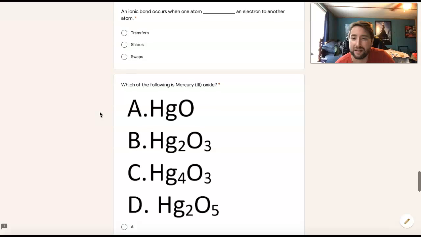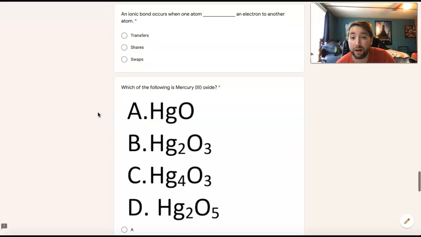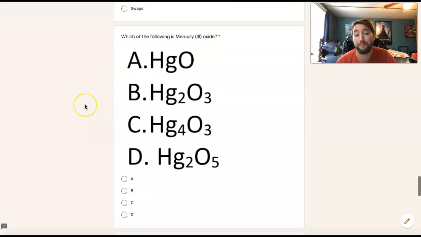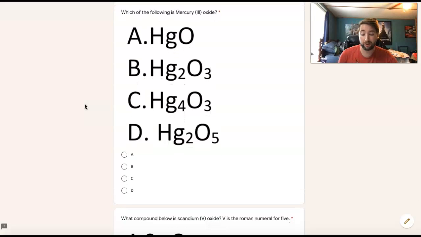All right, next one, it says an ionic bond occurs when one atom blank an electron to another atom. All right, so we talked about this earlier. So an ionic bond is going to be when one atom gives up an electron or transfers an electron to another atom.